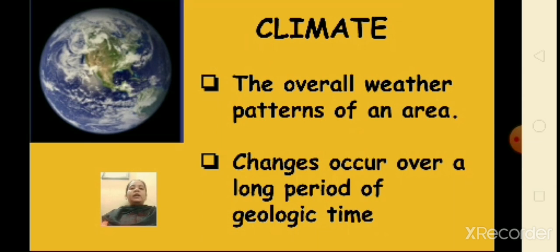Now let us understand what is climate. Climate refers to the average weather condition of a place for a long period of time, which means that climate is the overall weather pattern of an area. Climate changes over a long period of geologic time.